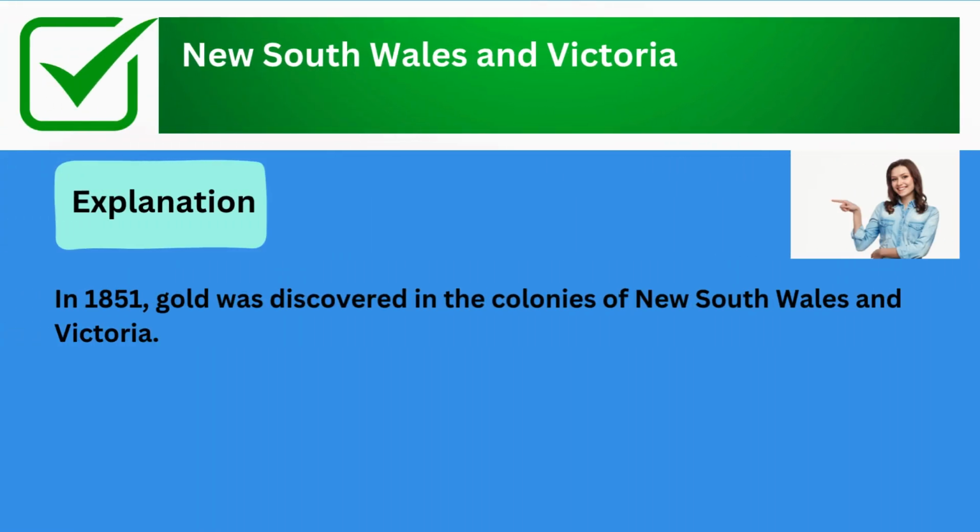The correct answer is New South Wales and Victoria. Explanation: in 1851, gold was discovered in the colonies of New South Wales and Victoria.